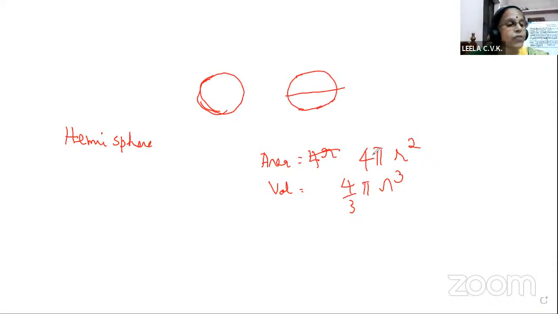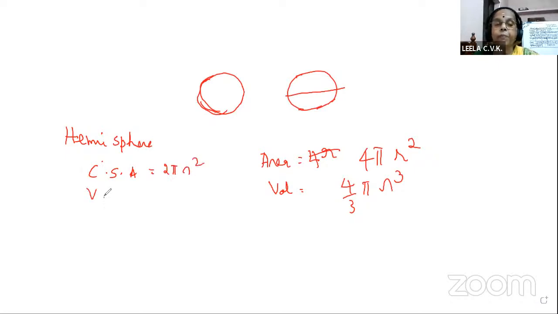So in the case of hemisphere, how many areas will be there? See this part, this is the curved portion, the curved surface or vertical surface. If it is a solid sphere, one base will be there. So base area also we have to take in the case of hemisphere. So two areas are there. Curved surface area is half of this, that means it is 2 pi R square.